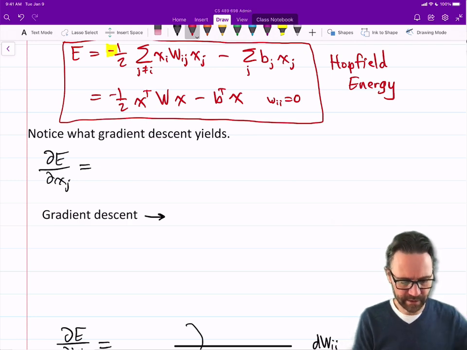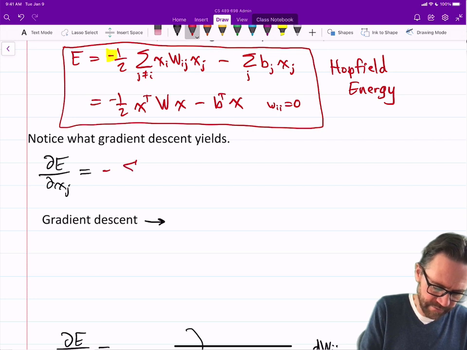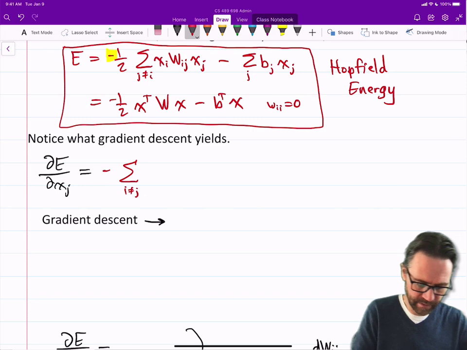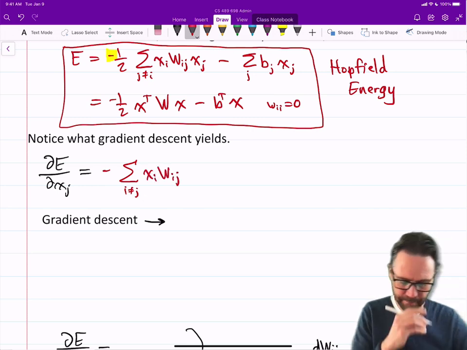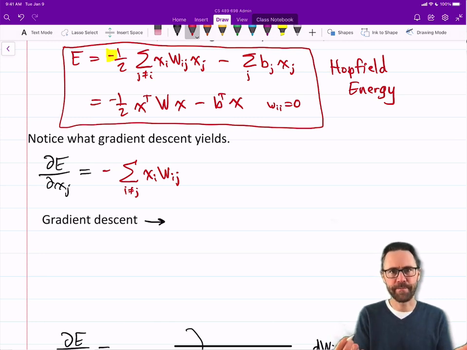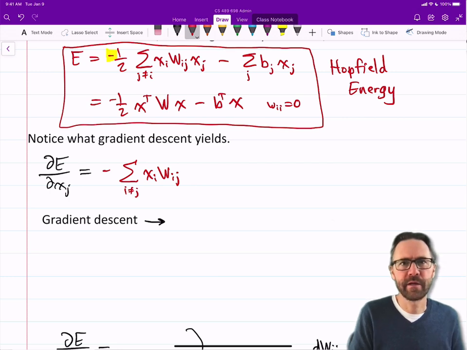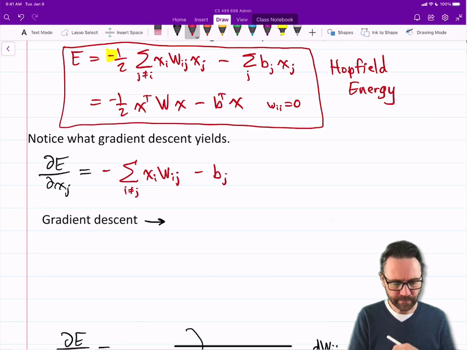The gradient is, and you can work out the details, but I'll just write it down: negative sum over i, not equal to j. This is now a single sum of x_i w_ij. You can evaluate that the sum is over i, and so you end up with something with index j. And then minus b_j. Okay, so this might look familiar.